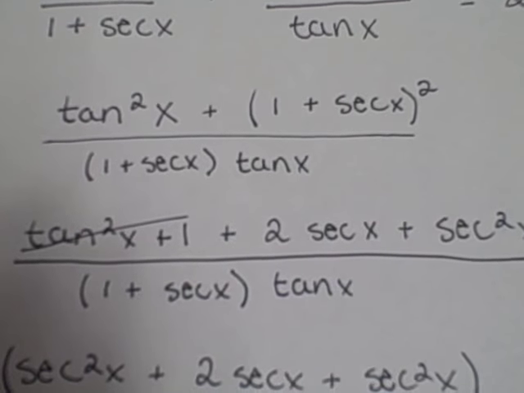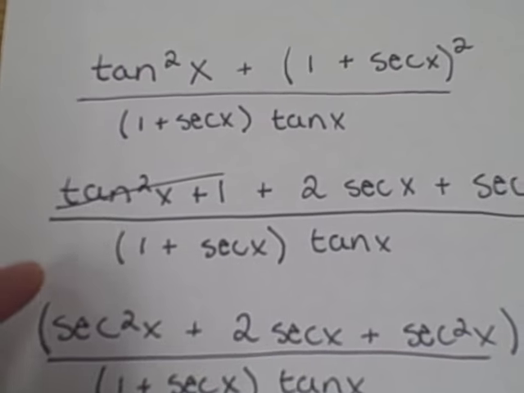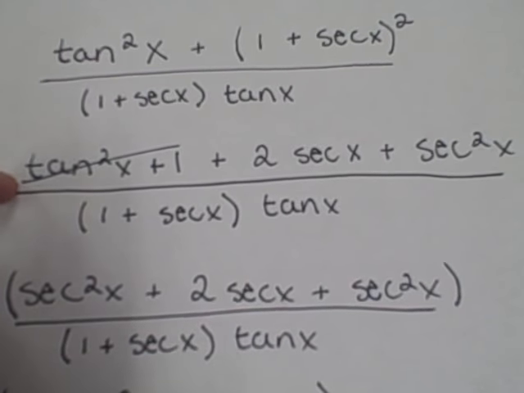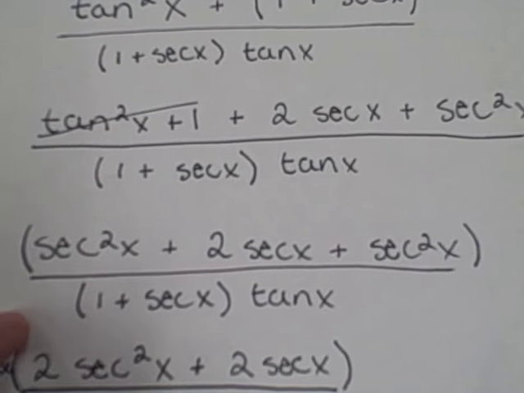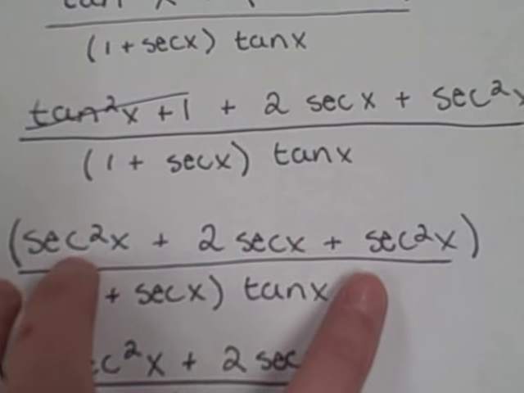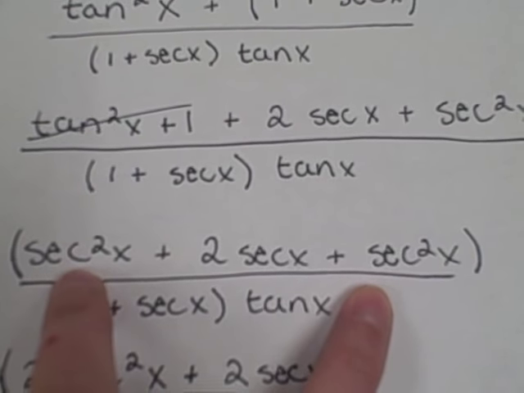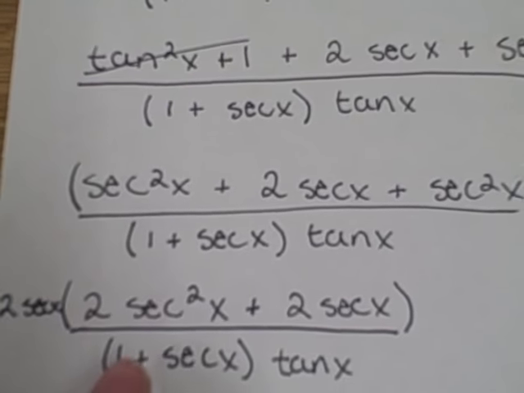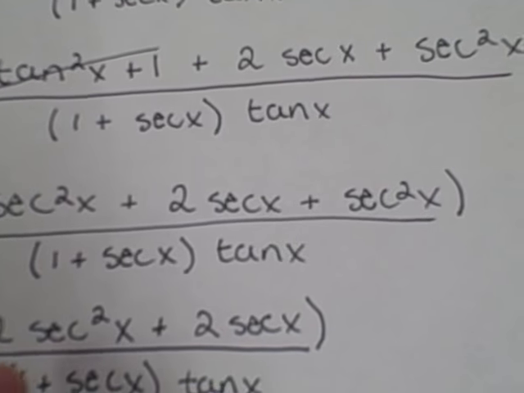According to the Pythagorean identities, tangent squared x plus 1 equals secant squared x, and that's the only thing you can change in this step. So then you come down here, and this is what you're left with. Because you have two common secant squared x's, you can combine those and make it 2 secant squared x plus 2 secant x.